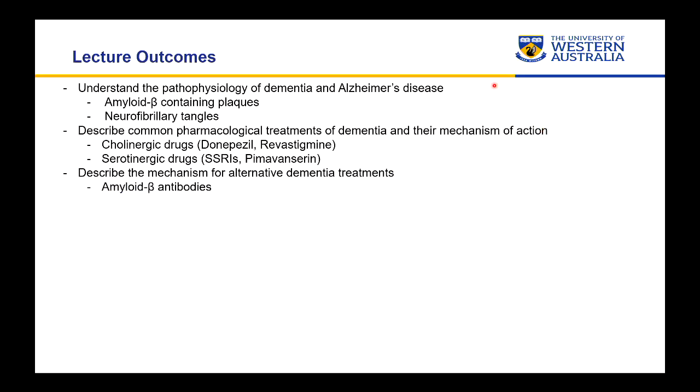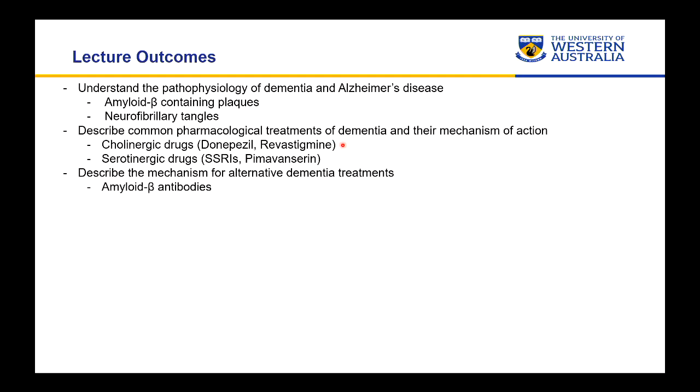So what do I want you to get out of this lecture? Similarly, the running theme over the past few lectures is that even though it's not a neuroscience unit, I still want you to understand some of the pathophysiology of dementias and Alzheimer's disease. Mostly we're going to talk about Alzheimer's disease, so we'll focus on amyloid beta containing plaques and the neurofibrillary tangles. I don't know if you've heard of those before, but we'll briefly touch over them and why they're important in the disease. And then after we talk about that, we'll get into the neuropharmacology, specifically focusing on common pharmacological treatments of dementia and their mechanism of action.